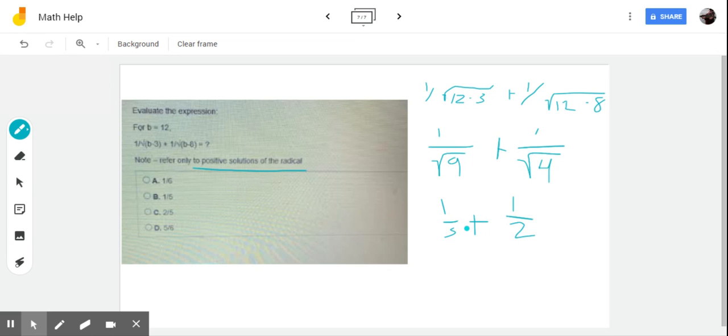We need to add these fractions together. The denominators or the bottom numbers aren't the same, so we need to make them the same. The least common denominator is the smallest number that both of those will go into. So I'm going to use 6 because 6 is divisible by 3 and by 2.